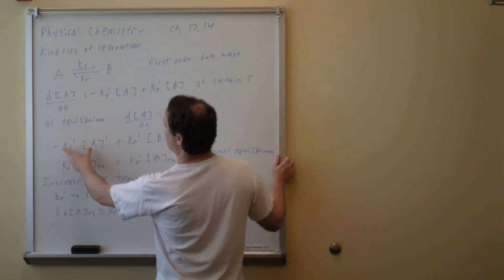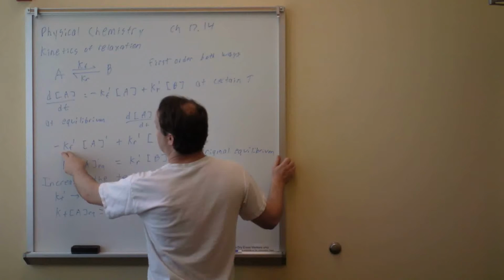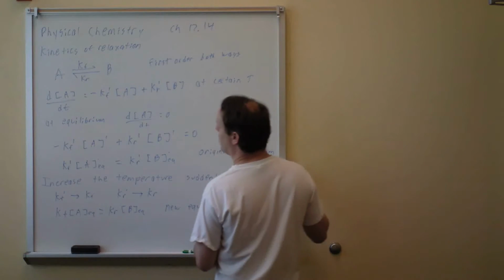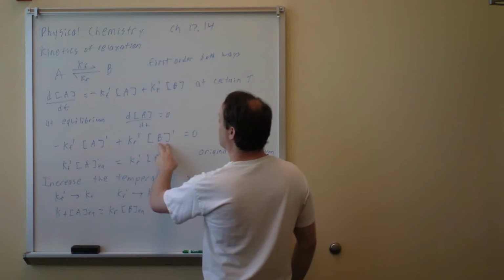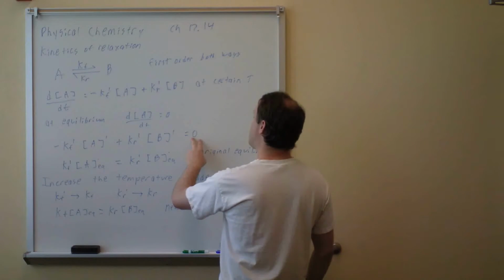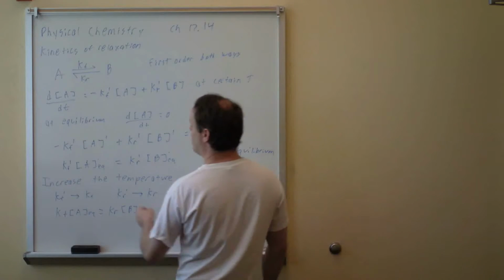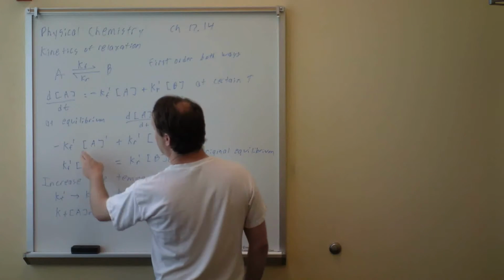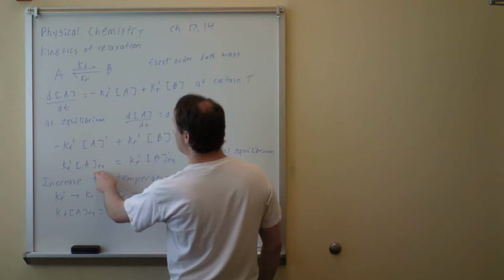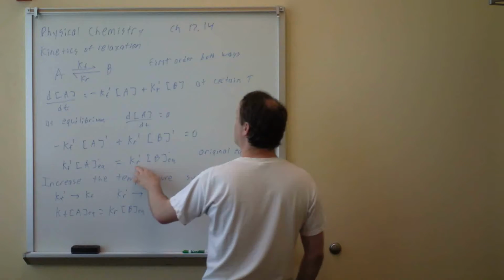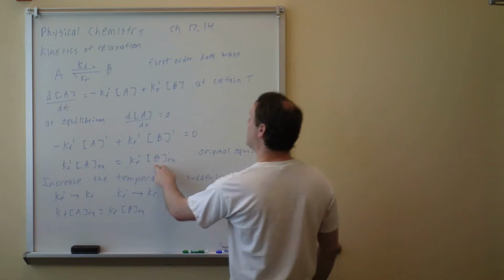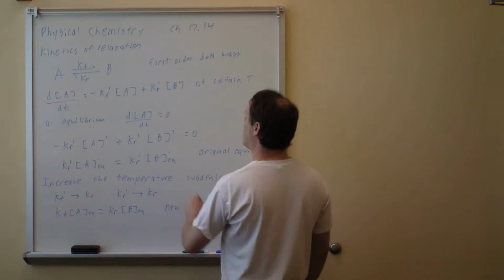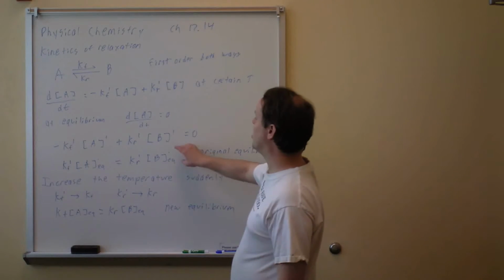immediately after our perturbation here. So we have the minus Kf prime times the concentration of A prime plus Kr prime times the concentration of B prime is equal to 0. So solving, just getting these on opposite sides, we have the forward rate constant prime times the concentration of A at equilibrium prime, is equal to the reverse rate constant prime times the concentration of B at equilibrium prime. And this is for our original system before we perturb it.